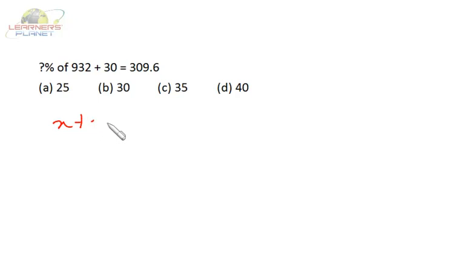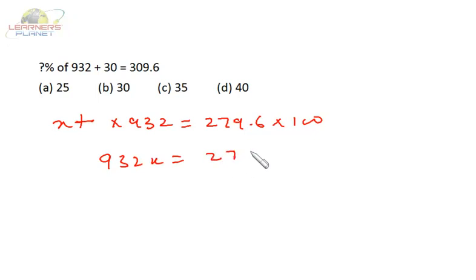X% of 932 will be equal to 309.6 minus 30, that is 279.6. Okay, now we have to find a number. Let this be by 100 and let 100 be here. Precisely, 932x is equal to 27960. Okay, that means we have to find a number that multiplied by 2 produces a 0 at units place.